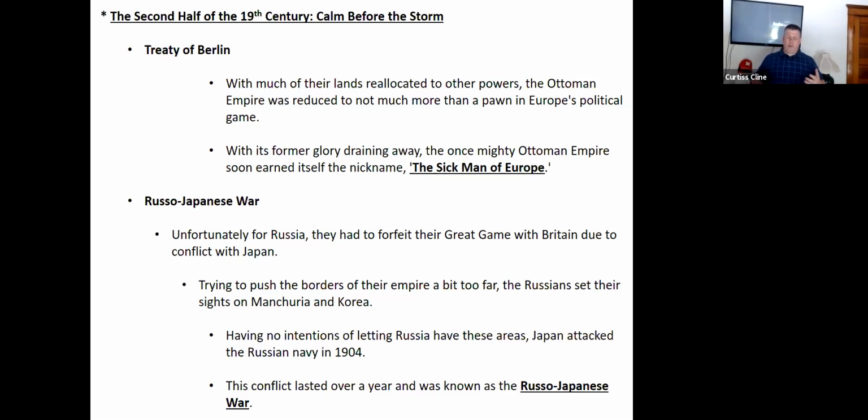And unfortunately for Russia, they had to forfeit their great game with Britain in order to do this, because they got into a conflict over their expansion eastward with Japan. Now, trying to push the borders of their empire a bit too far, the Russians set their sights on Manchuria and Korea. Having no intentions of letting Russia have these areas, Japan attacked the Russian Navy in 1904. And this conflict lasted over a year and was known as the Russo-Japanese War.